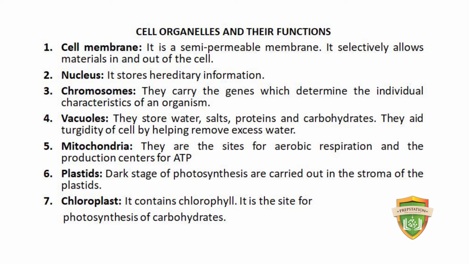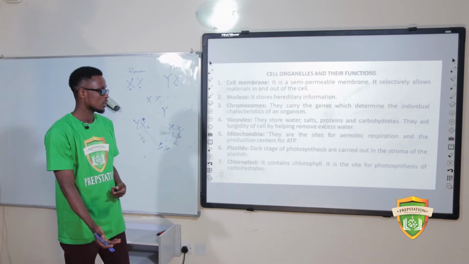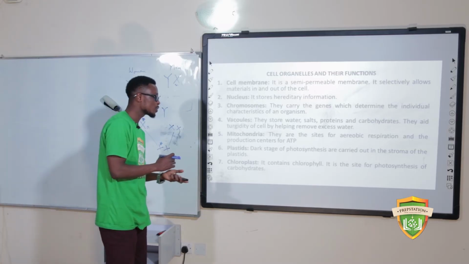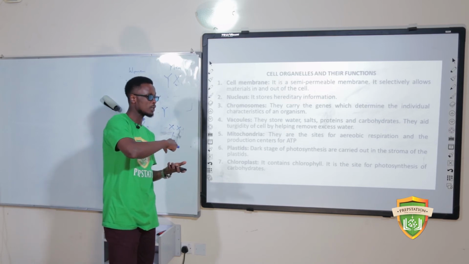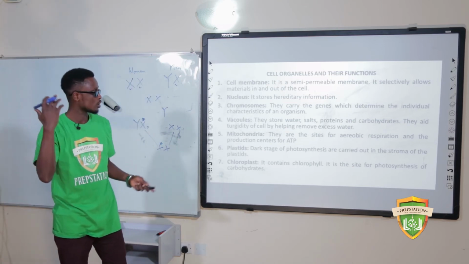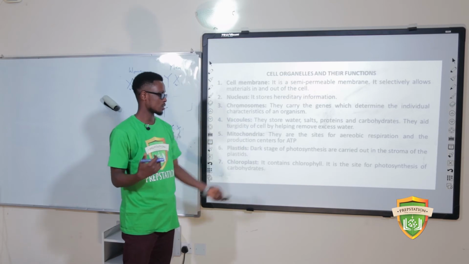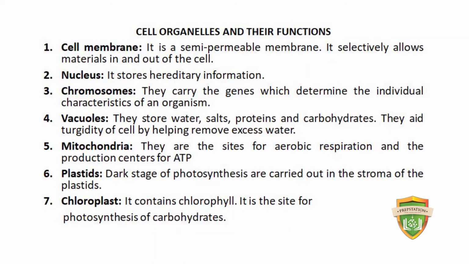The next one, vacuoles. They store water, salts, protein, and carbohydrates, and they help regulate turgidity of the cell by helping remove excess water, so that the cell will not swell. So now they help to remove what? Excess water. The mitochondria, which is also called the powerhouse, is a site for aerobic what? Respiration. And the production center for ATP. ATP stands for adenosine triphosphate.